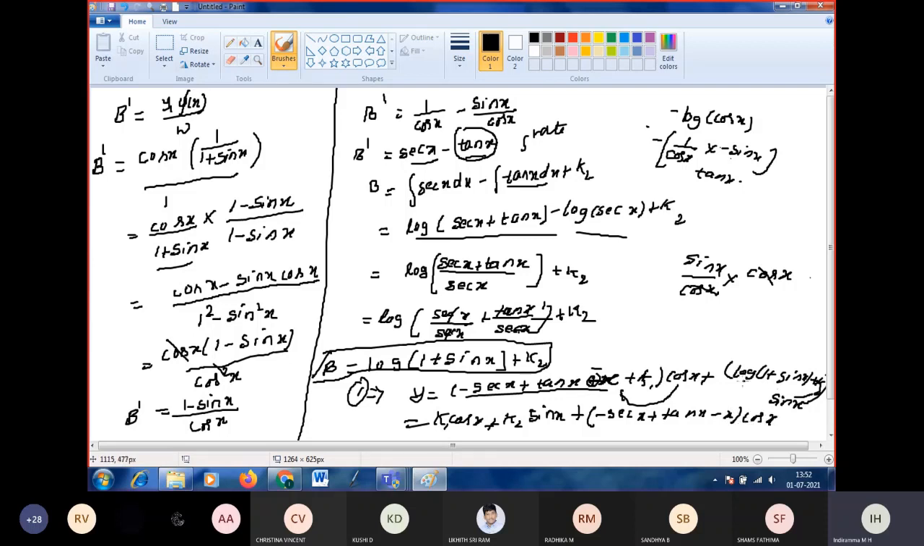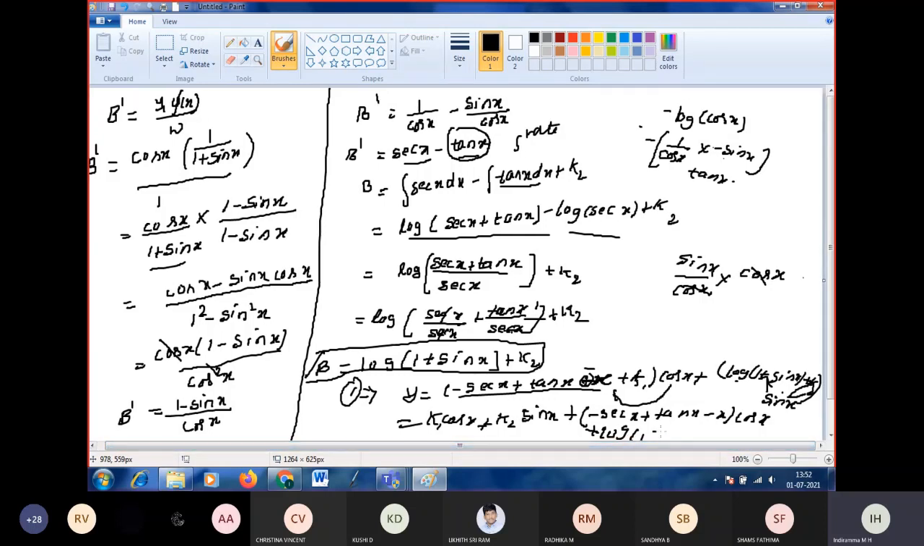So next, I already took this one, k1 into sin x. Next, the first term into sin x plus log of 1 plus sin x into sin x.